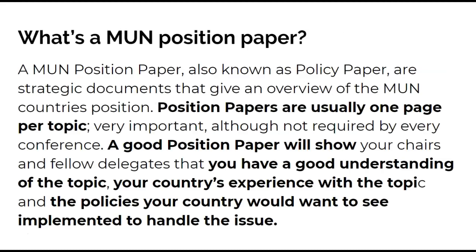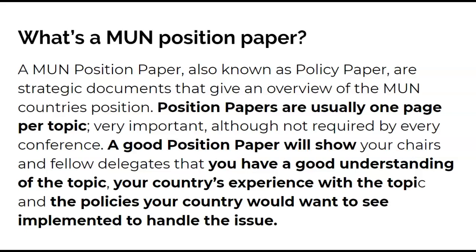So what is a Model UN position paper? A MUN position paper, also known as a policy paper, is a strategic document that gives an overview of the MUN country's position. Position papers are usually one page per topic, so your position paper will be one page. Very important, although not required by every conference. A good position paper will show your chairs and fellow delegates that you have a good understanding of the topic, your country's experience with the topic, and the policies your country would want to see implemented to handle the issue.